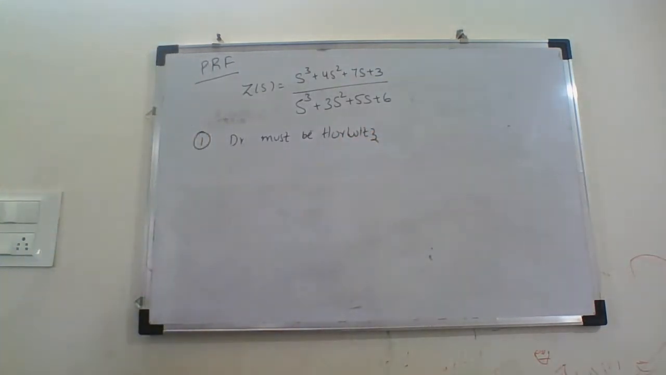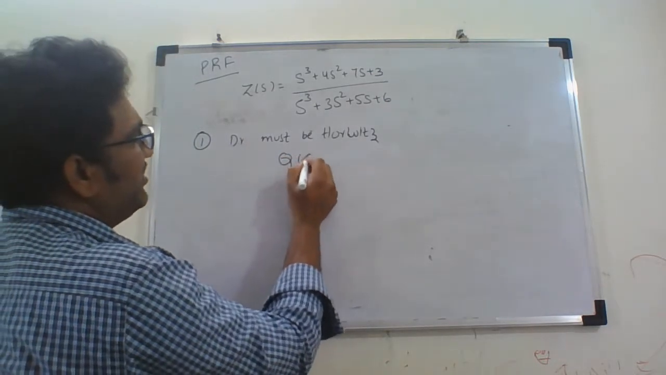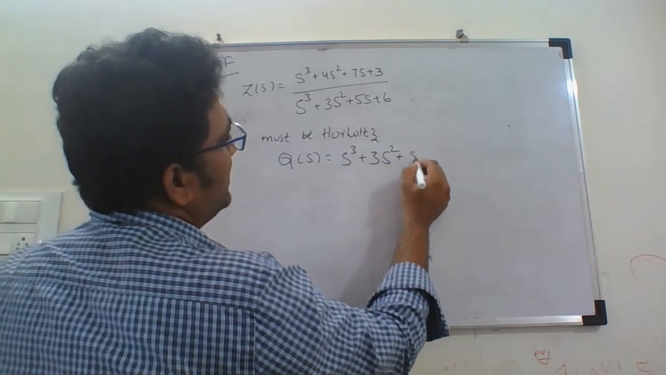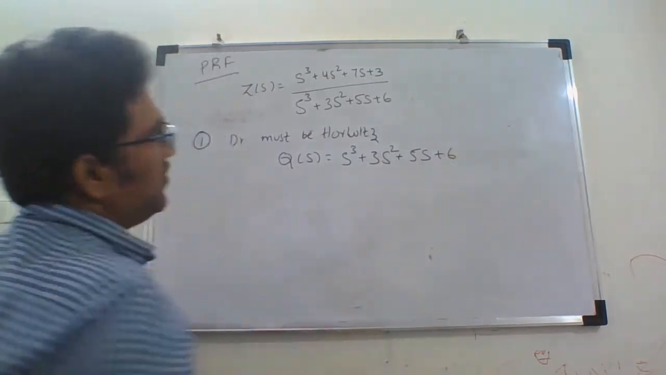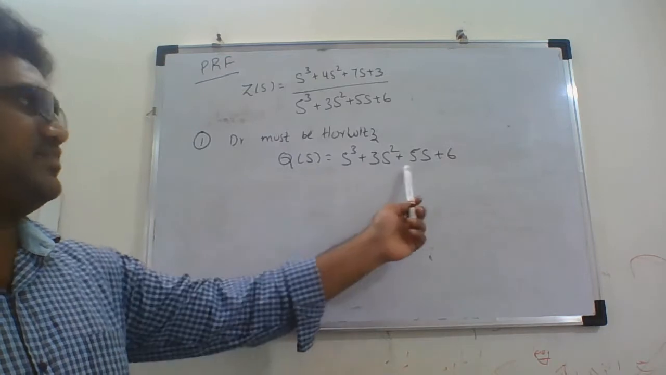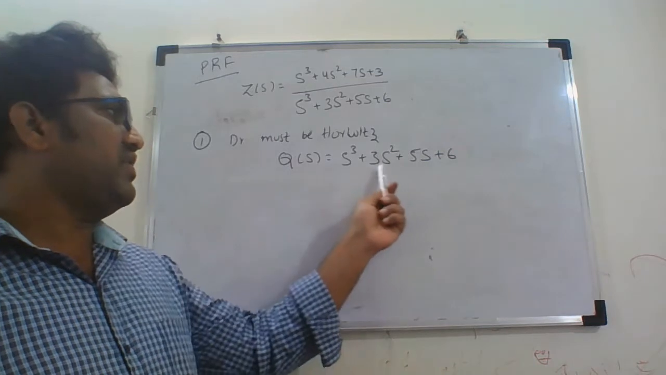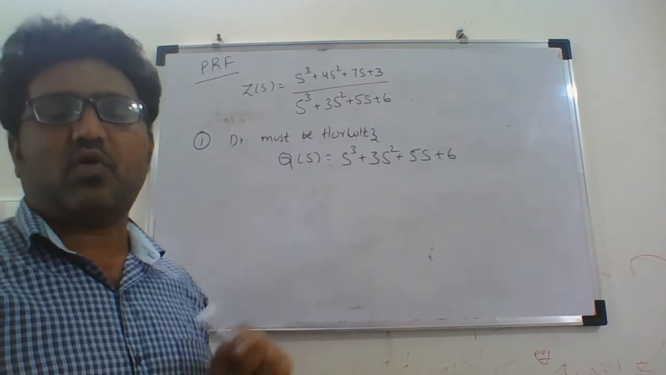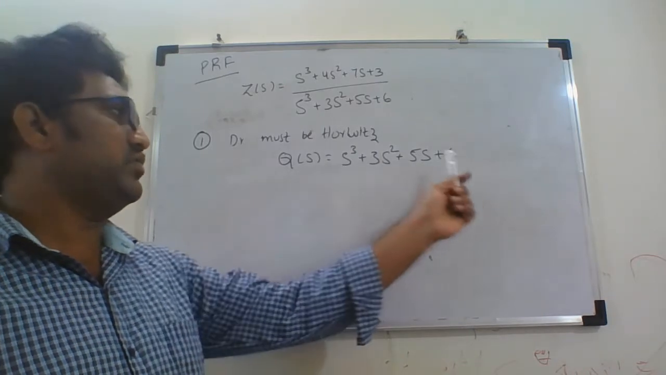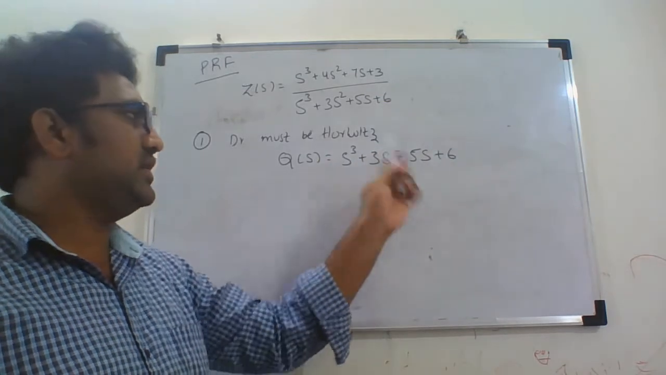How can we test it? Let us take the denominator polynomial and call it Q(s) equals s cube plus 3s square plus 5s plus 6. There are three conditions to be satisfied to call this polynomial a Hurwitz polynomial. The first is that all the coefficients must be positive. Yes, all of them are positive. None of the terms should be missing from the highest power to the lowest power. The highest power is s cube and the lowest is s power 0, so all the terms are present.